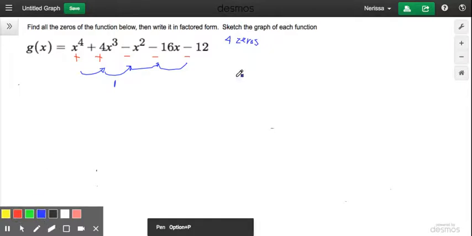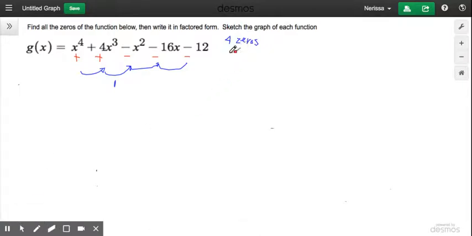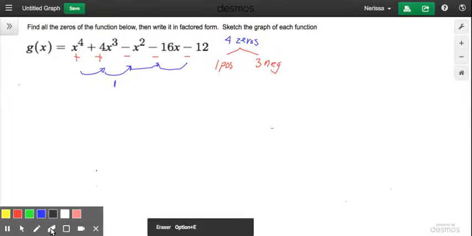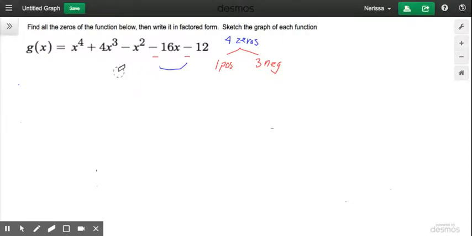What does that tell us? It tells us that of the 4 zeros, one of them is positive, and therefore 3 should be negative. All right, so now we know that we have 4 zeros. We know what kind of zeros we have. We have one positive and 3 negatives.